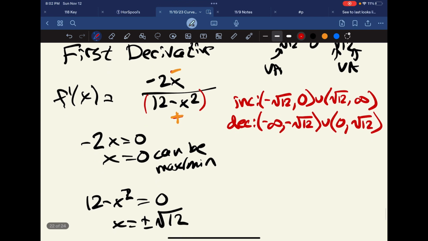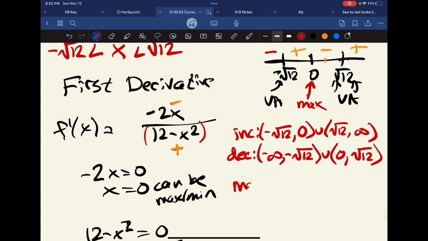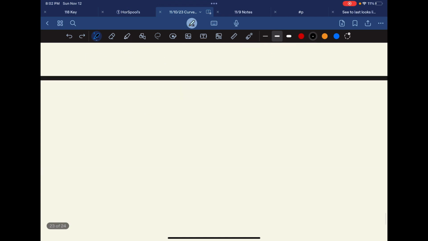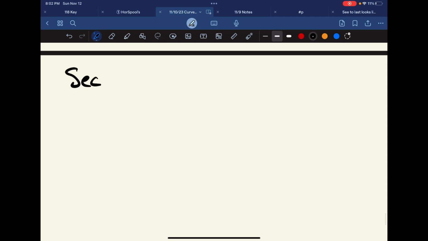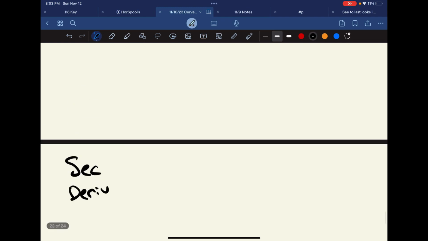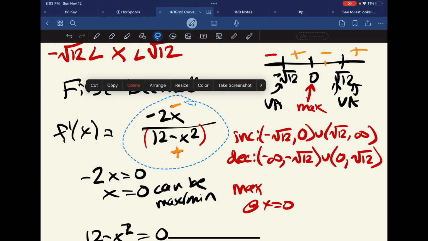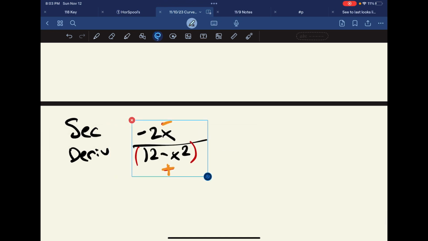Okay, so this is going to be a max. So we got a max at x equals 0, and then increasing and decreasing. Alright, so now we got to think about our second derivative. So let's just go ahead and grab our first derivative.